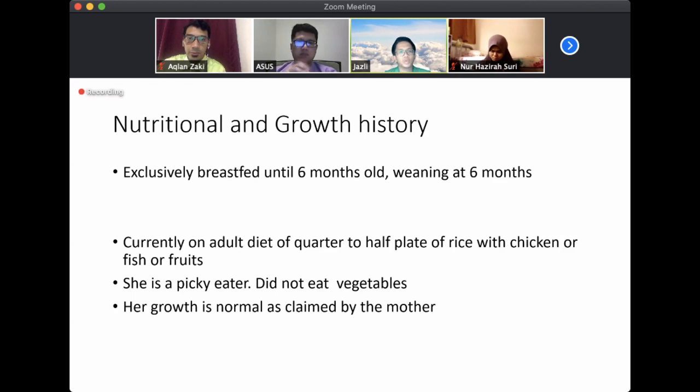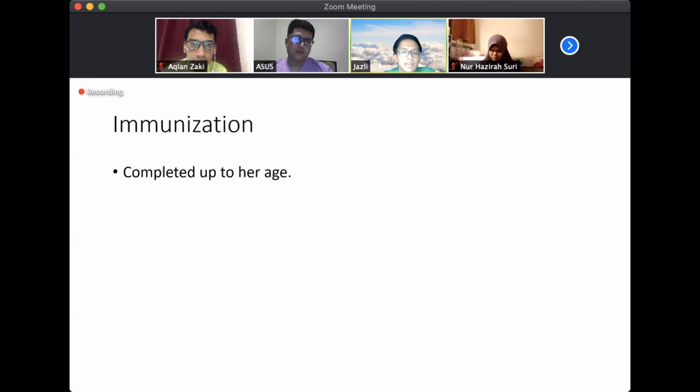Regarding nutritional and growth history, she was exclusively breastfed until 6 months of age, and started to wean at 6 months onwards until 2 years. Currently, she is on an adult diet of quarter to half plate of rice with chicken or fish or fruits. She is a picky eater and does not eat vegetables. Her growth is normal as claimed by the mother. She completed all her immunization based on the National Immunization Guideline.